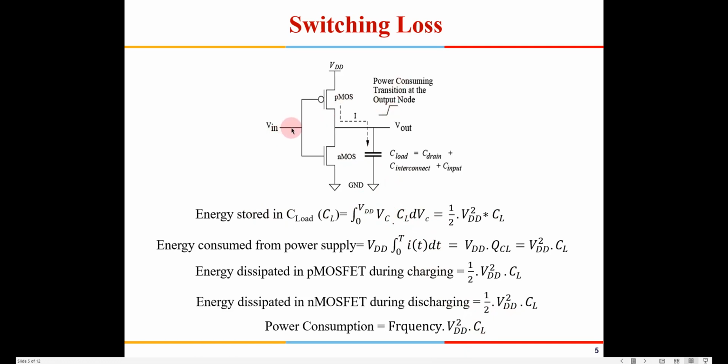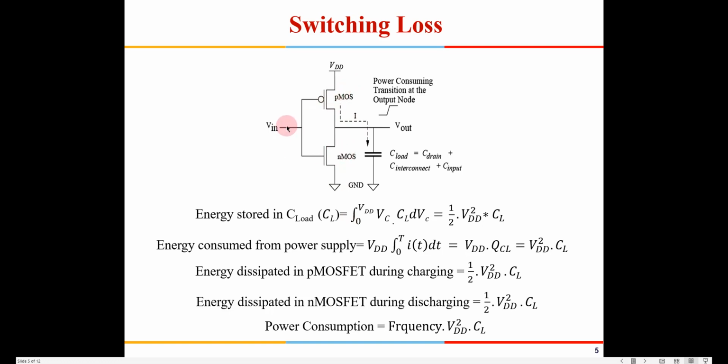Whenever we have an input voltage going from high to low, this output node gets charged. The energy stored in the capacitor is half VDD square CL. The energy consumed from the source, if you integrate the voltage and current, you get VDD square CL. So this is the energy taken from the source. Half VDD square CL is stored in the capacitor, and half VDD square CL gets dissipated as heat in the PMOS.